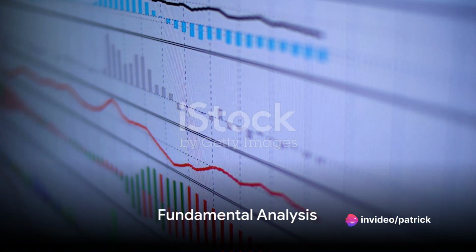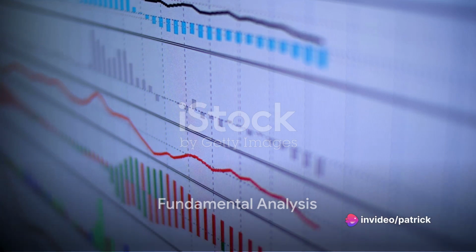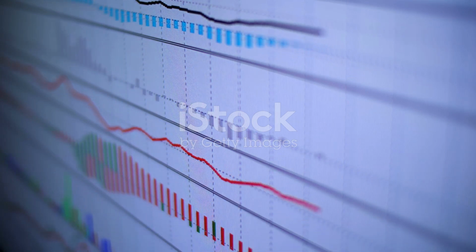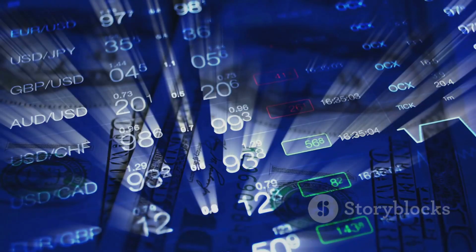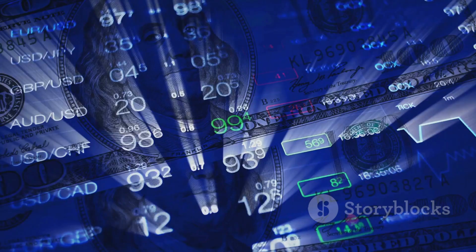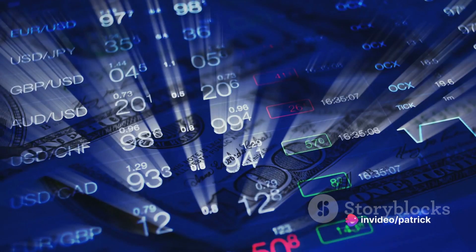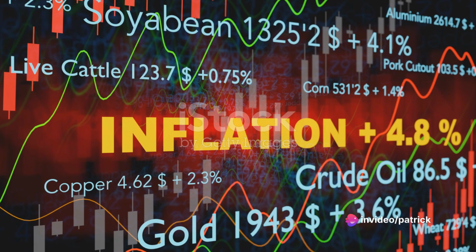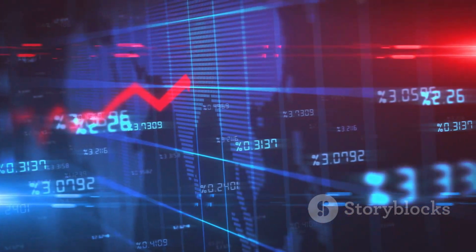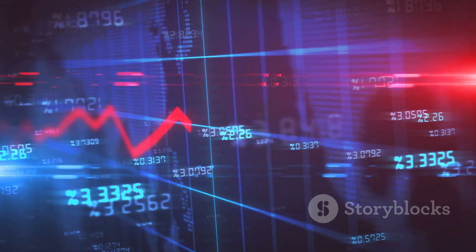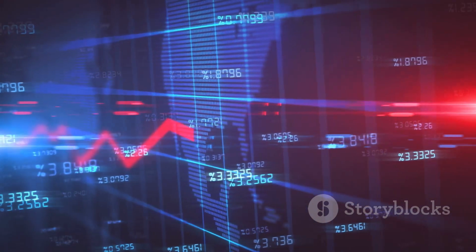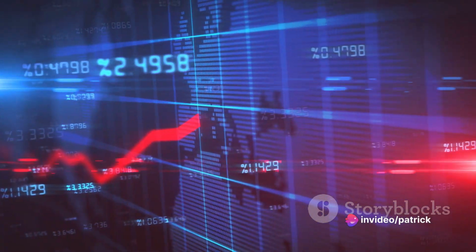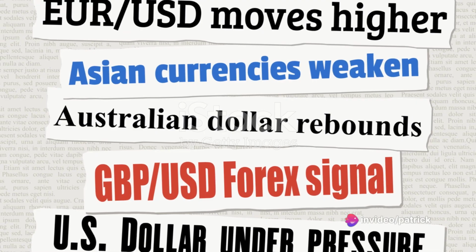While technical analysis is important, it's equally crucial to understand the role of fundamental analysis in Forex trading. So, what exactly is fundamental analysis? It's a method of evaluating a currency's intrinsic value by examining related economic and financial factors. This includes everything from macroeconomic indicators like inflation rates, interest rates, and gross domestic product, GDP, to geopolitical events and economic news releases. These elements can have significant impacts on a currency's value.